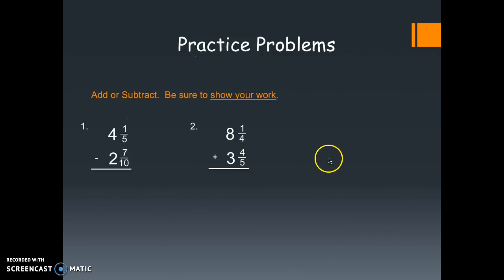So now it's your turn. Here are your 2 practice problems. Make absolutely sure that you are copying the problem and that you've copied it correctly. Notice that with number 1 you are subtracting, number 2 you are adding, and you must show all your work. I want to see how you are changing those fractions. I'll see you at group time.